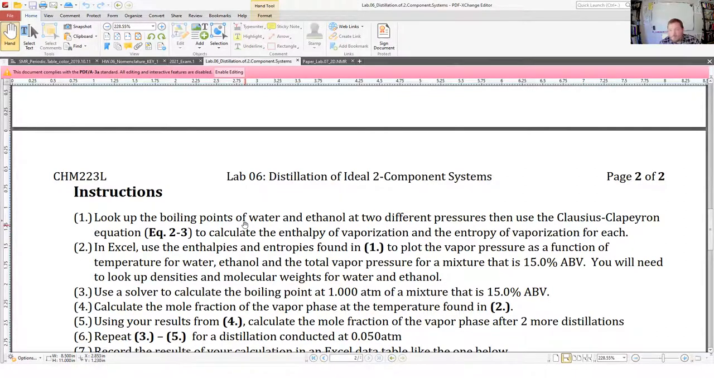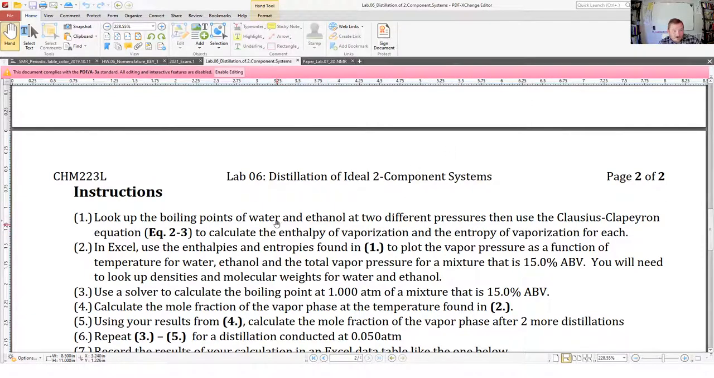You're going to start by looking up boiling points at two different pressures, because the boiling point is when the vapor pressure is equal to the atmospheric pressure, right? You guys remember talking about that for phase changes? That's why water boils at a lower temperature up here, right?